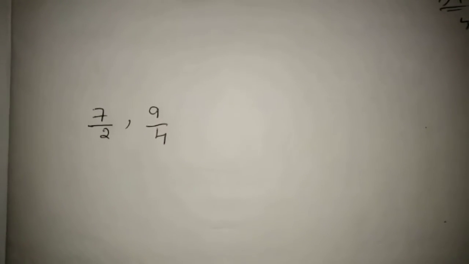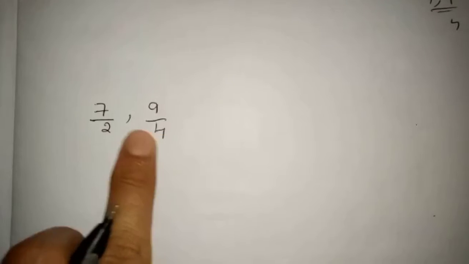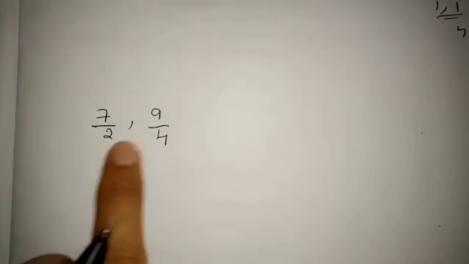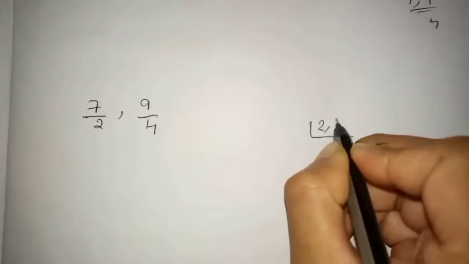If both are not the same, what do you have to do in this case? You should make the denominator the same. How will you make the denominator the same? Take the LCM of these two, 2 and 4. You have to take the LCM of 2 and 4.